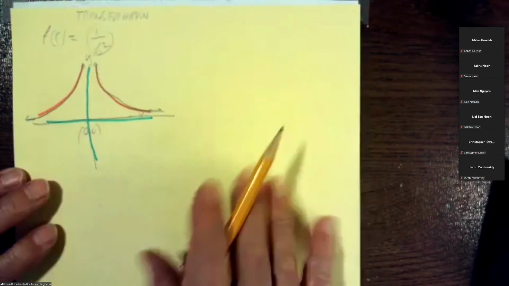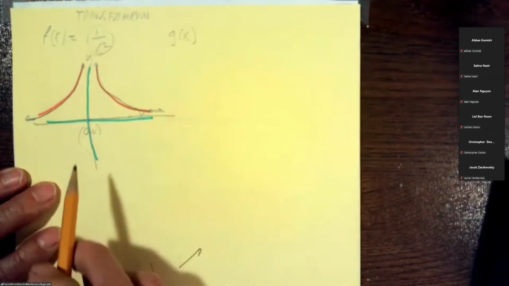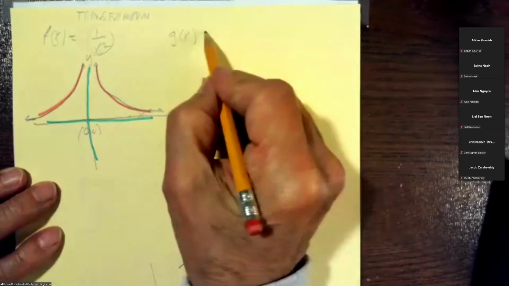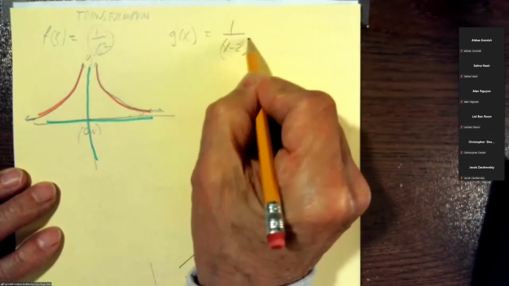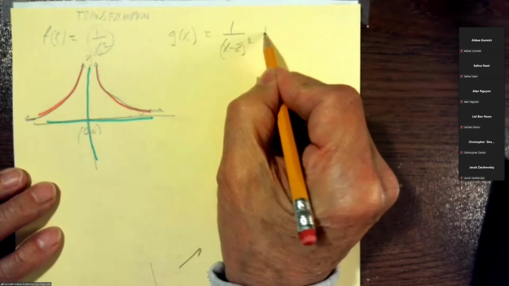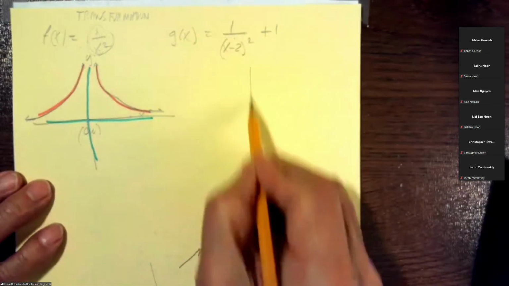Let's say I have a g of x that shifts this function. And it looks like 1 over (x minus 2) quantity squared plus 1. Question is, what does this thing look like?